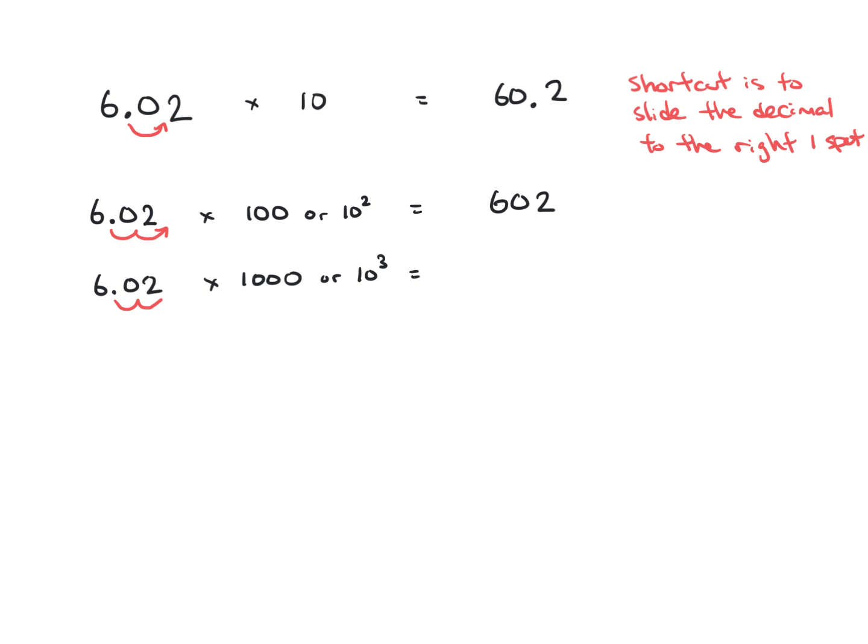Well, now is when you actually go back to the previous slide. If you've run out of decimal spots to slide it, then you start adding zeros again. Okay, so I've only been able to slide it twice, but I need a third time. So that third time will look like adding a 0. So the answer is going to be actually 6020.